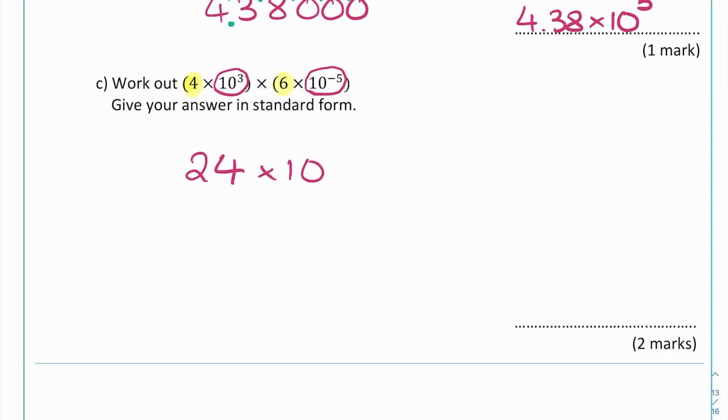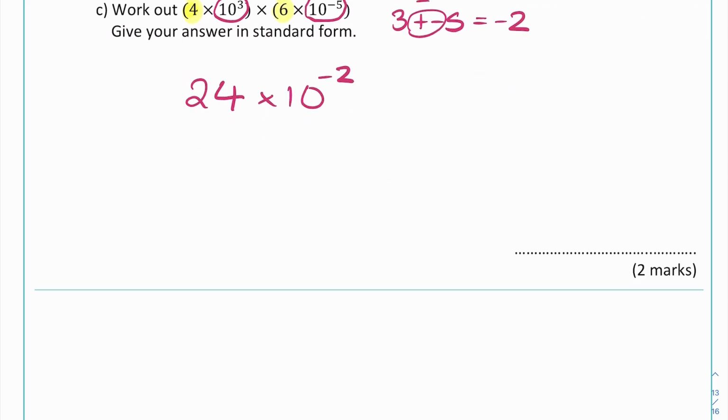So that would be times 10 to the power of, and that's 3 plus negative 5. When you add a negative, it's a takeaway. So 3 take away 5 is negative 2. So that'd be 10 to the power of negative 2. So that there, right, you've got 2 options now, because it says give your answer in standard form. This is currently not in standard form because that there is not between 1 and 10.